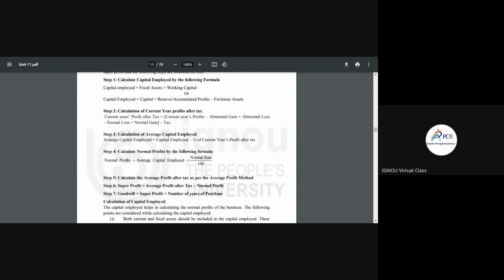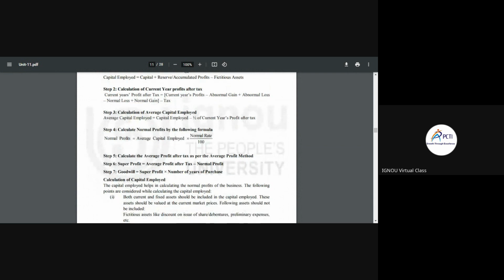Our third step is to calculate the average capital employed. Average capital employed is equal to capital employed minus half of current year profit after tax. Then in step 4, we will calculate the normal profit by the following formula. Normal profit is equal to average capital employed multiplied by normal rate of return. Normal rate is always in percentage, so we divide it by 100.